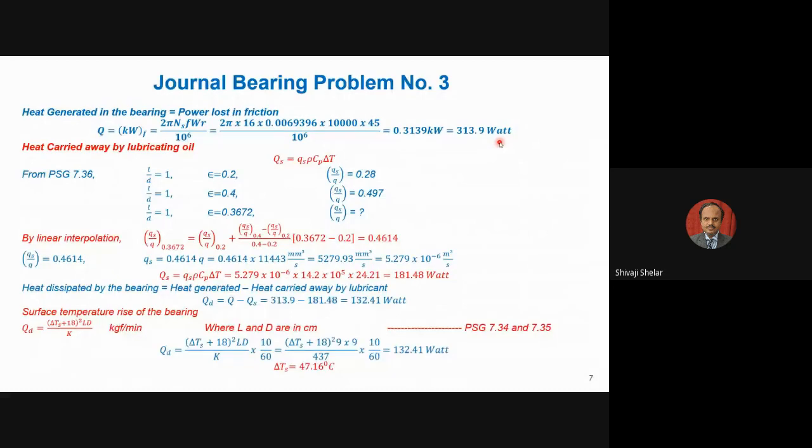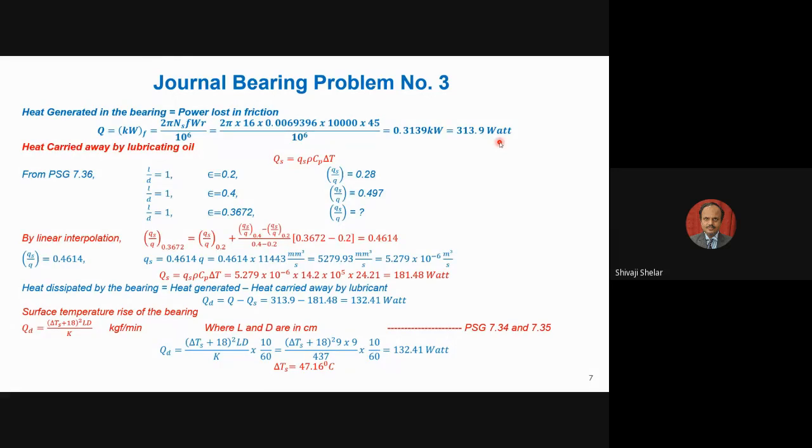Okay. Now this is the total heat generated in the bearing. Some of this heat will be carried away by the lubricant, and some of the heat will be dissipated to the atmosphere by the conduction convection principle. Okay, the entire heat will not be taken away by the lubricant. Normally, in solving earlier problems, we assumed that the entire heat is taken by the lubricant. It is not always true.